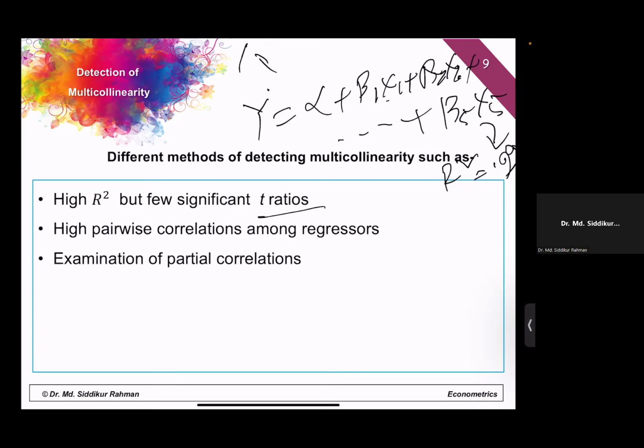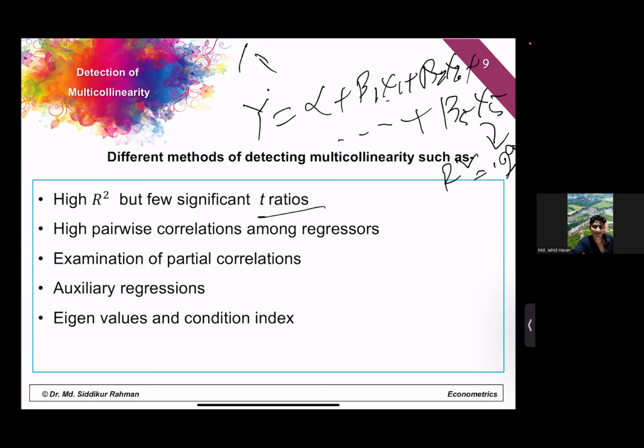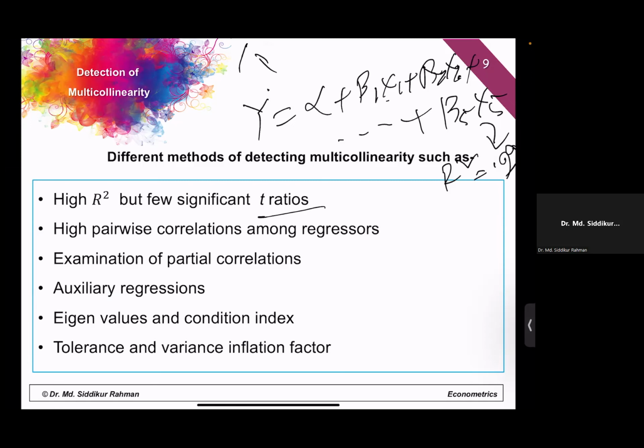Number three: examination of partial correlation. Number four: auxiliary regression. Number five: eigenvalues and condition index. Number six: tolerance and variance inflation factor. So these are the common different methods for detecting the multicollinearity problem, right?